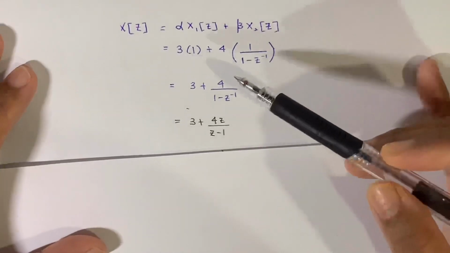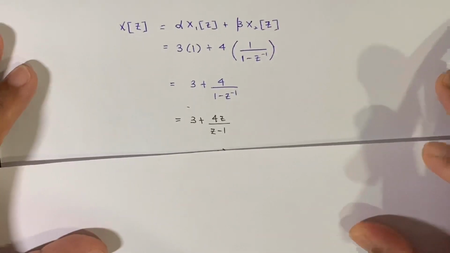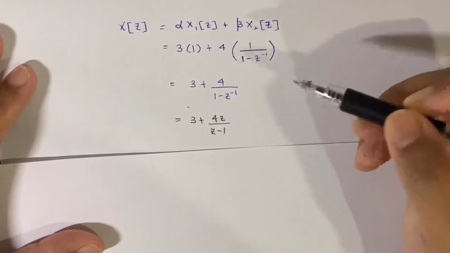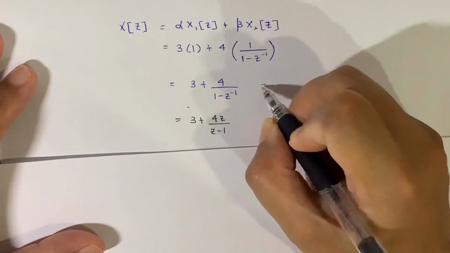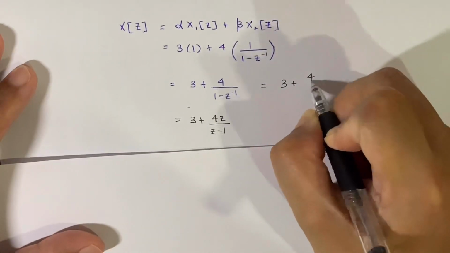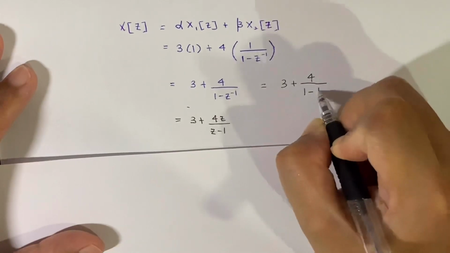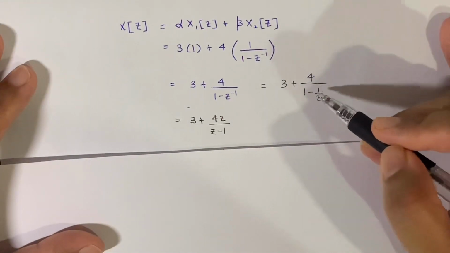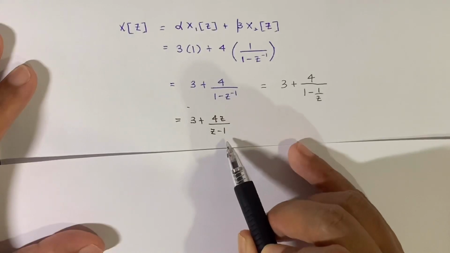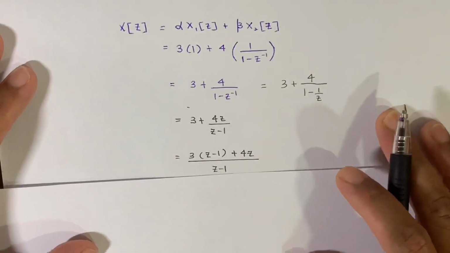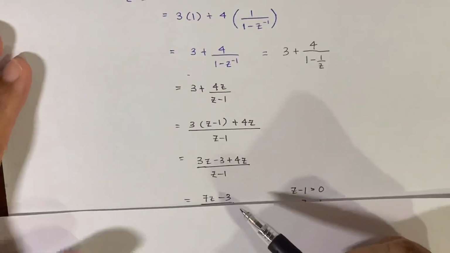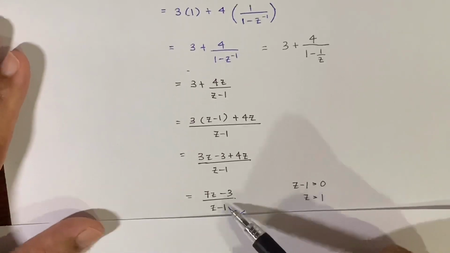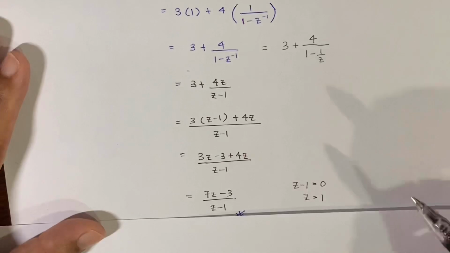From this equation, you will get something like this: 3 plus 4 over 1 minus 1 over z. Cross multiply this equation and you will get this one. Then just expand it, and at the end you will get this answer. Why do we need this answer? Because we need to find the ROC.